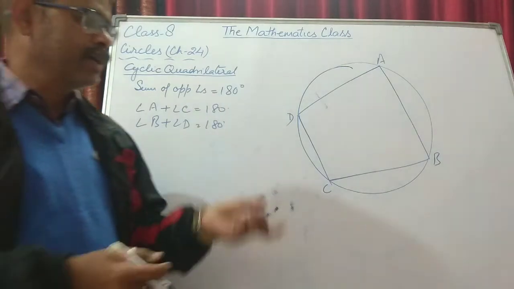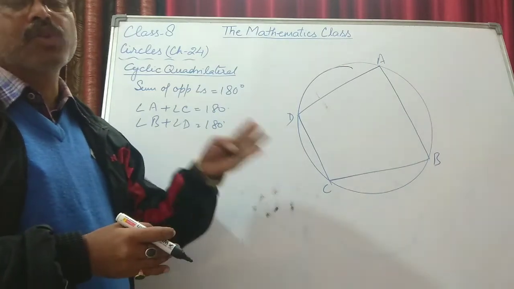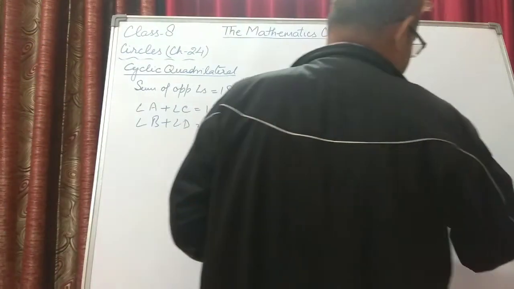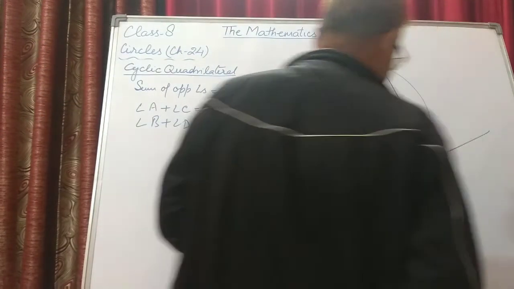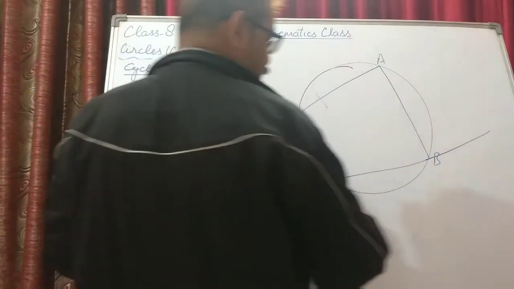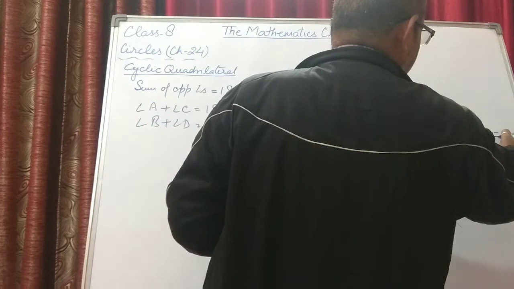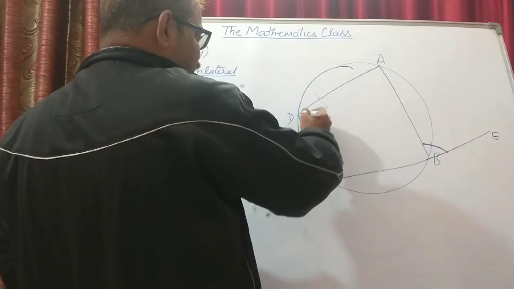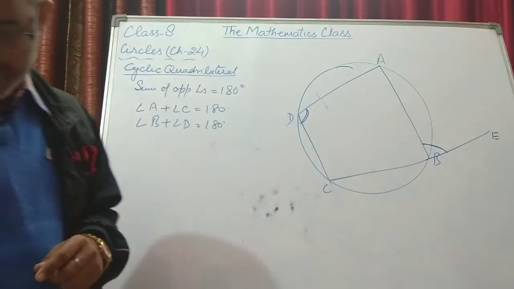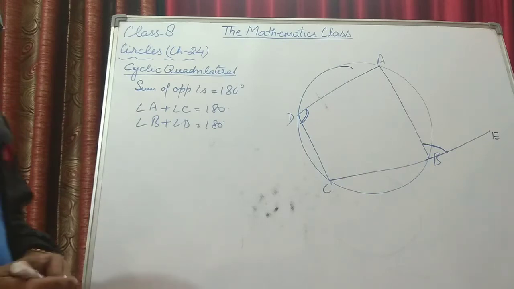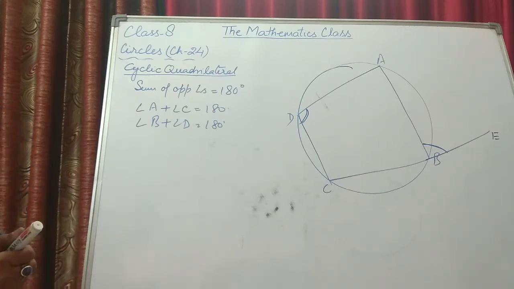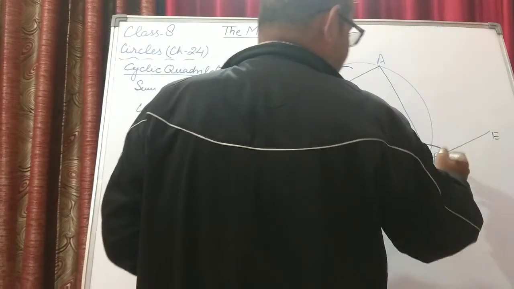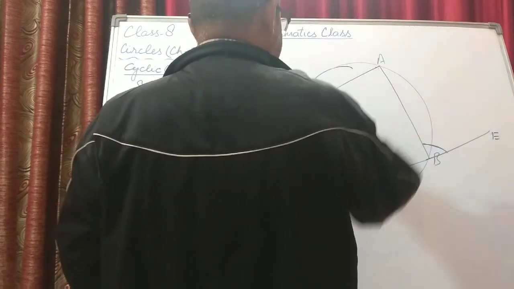All these things that we are talking about here, we will be using in solving the questions. Now one more property is there. If any of the sides is extended, let us say I have extended the CB side to E. Now this exterior angle is equal to the opposite interior angle. I will just read it out: if a side of a cyclic quadrilateral is produced, the exterior angle so formed is equal to the interior opposite angle. Means this angle ABE will be equal to ADC.